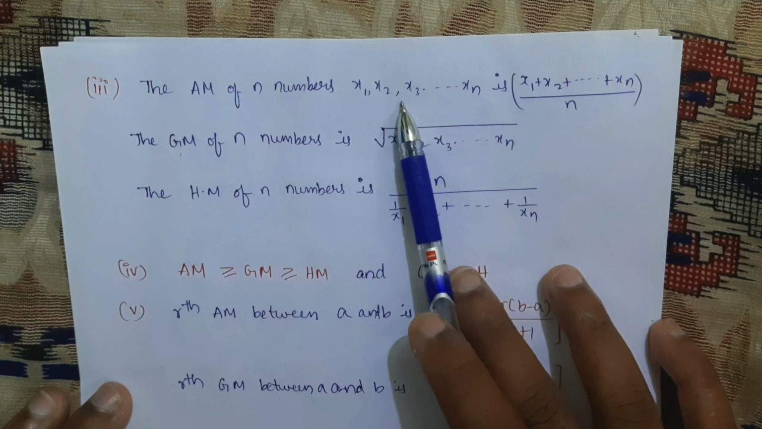So this is one type of series, where the differences are in AP. Next, consider this series: 1 plus 3 plus 7 plus 15 plus 31 plus so on. If you take the differences, 3 minus 1 is 2, 7 minus 3 is 4, 15 minus 7 is 8, 31 minus 15 is 16, like that. So those you will get in GP.